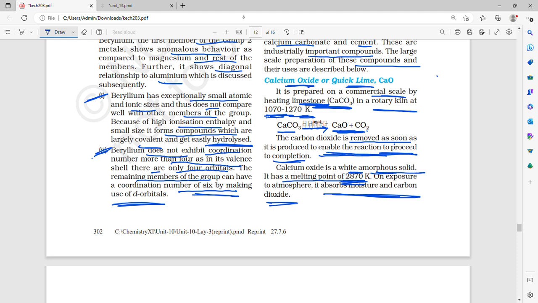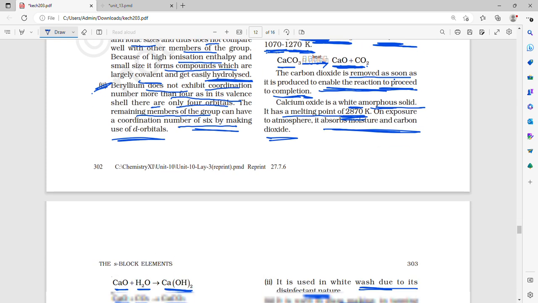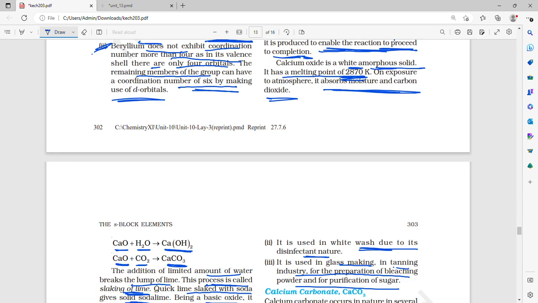It is prepared on a commercial scale by heating limestone, which is calcium carbonate, in a rotary kiln at 1070 to 1270 Kelvin. You get quicklime, or calcium oxide, and carbon dioxide. Carbon dioxide is removed as soon as it is produced to enable the reaction to proceed to completion. Otherwise, calcium oxide will come back and react.